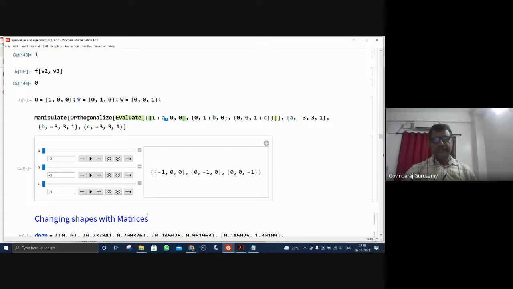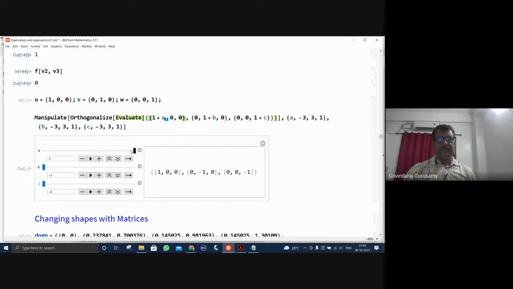You can see here that when A and B are equal, and B and C are equal, minus 1, minus 1, minus 1, this is the orthogonal vector now. Suppose I go to this: minus 1, minus 1, minus 1 flips to minus 2, and minus 1, minus 3, minus 3. Now you can see 0, 0, minus 1, 0, 0, 0, minus 1. This is where A becomes 0, 1, 2, 3.